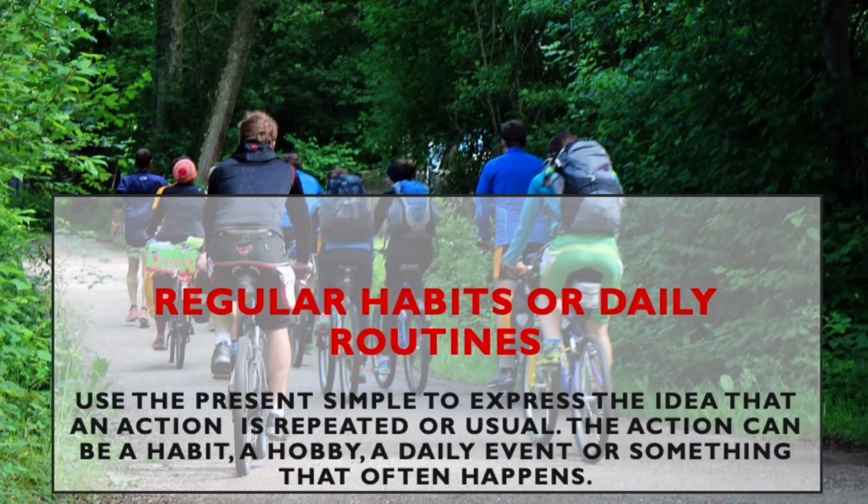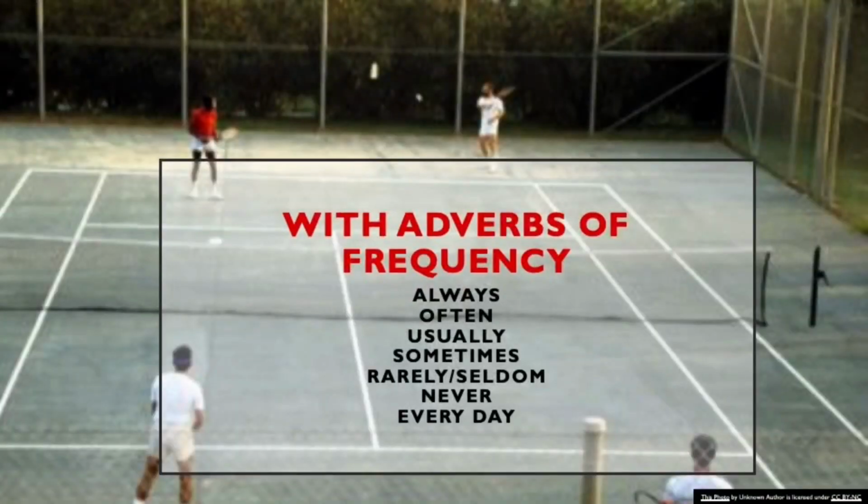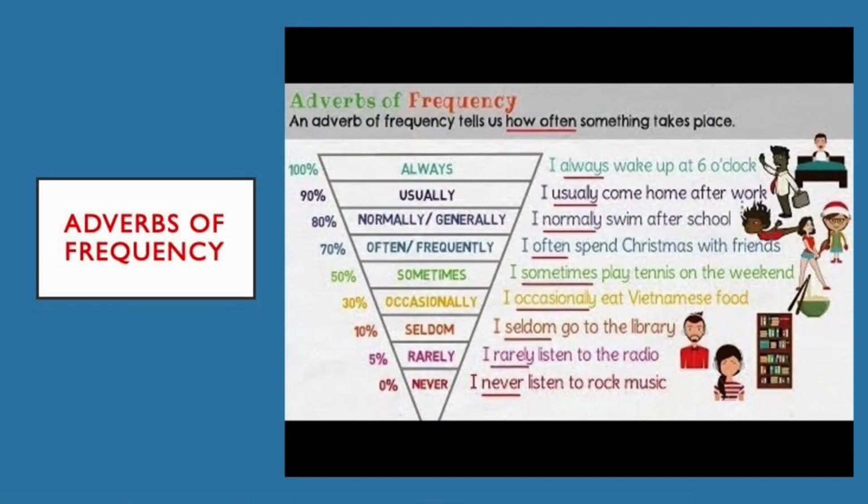Regular habits or daily routines. Use the present simple to express the idea that an action is repeated or usual. The action could be a habit, a hobby, a daily event, or something that often happens. We also use it with adverbs of frequency, such as always, often, usually, sometimes, rarely, seldom, never, and every day. And this is very important. So let's have a closer look at adverbs of frequency.